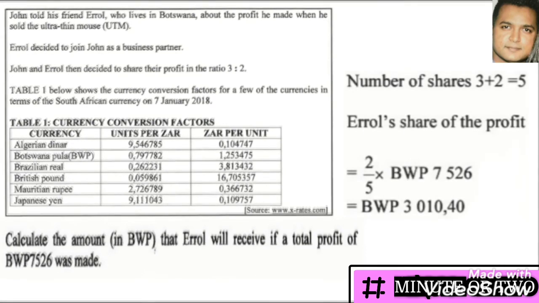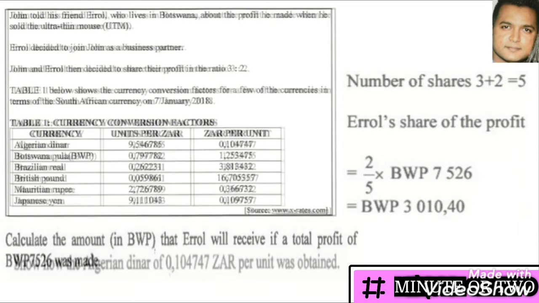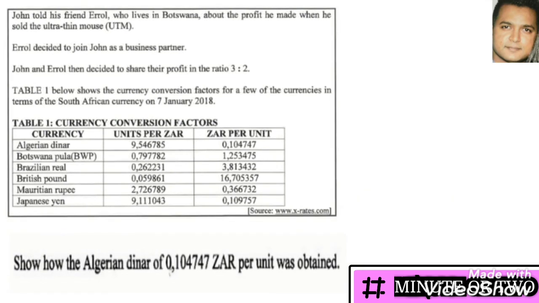So working with ratios and dividing the amounts, we first have to add the ratio, which is 3 plus 2 is 5. Our next step is to form a fraction of this. So we know that Errol will get 2 parts of the 5, so it will be 2 over 5. We multiply it by the given number, which is 7526, and Errol's profit will be 3010,40 Botswana pula.